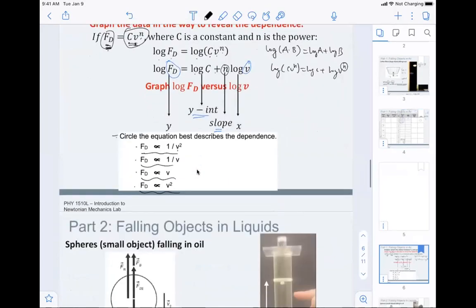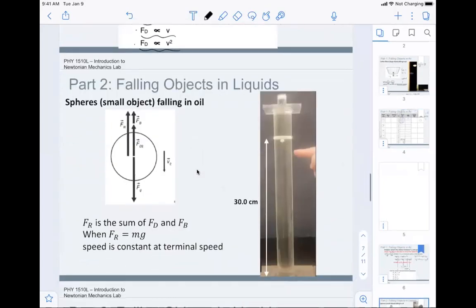Part 2, we are dropping objects in liquid, not in air. So what we do is we have these different small spheres and we let them drop in the oil. Oil is the liquid we're evaluating.